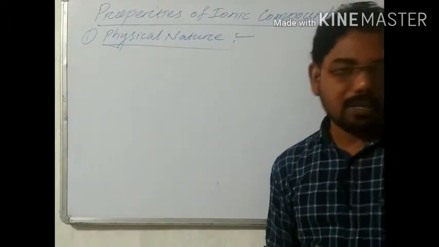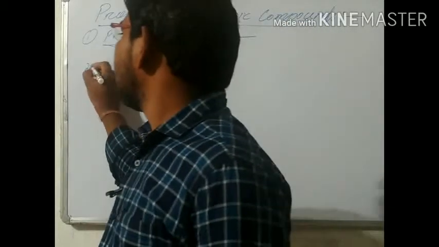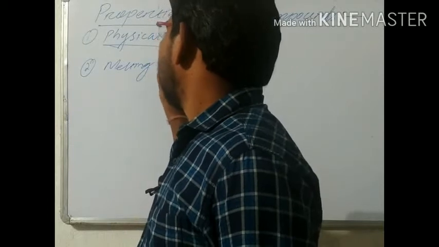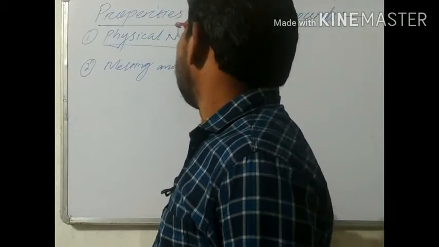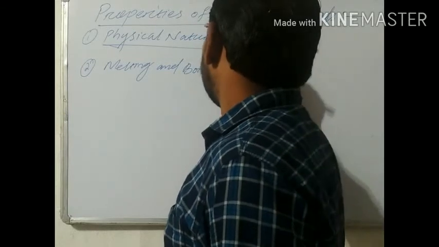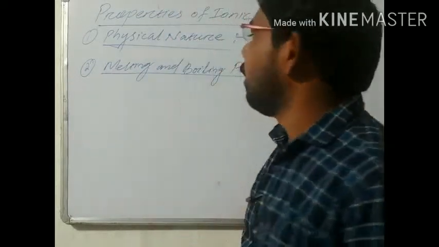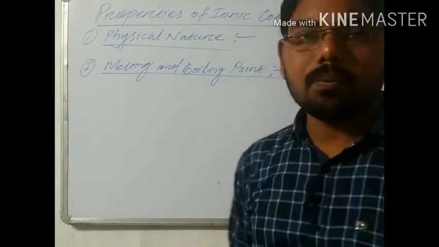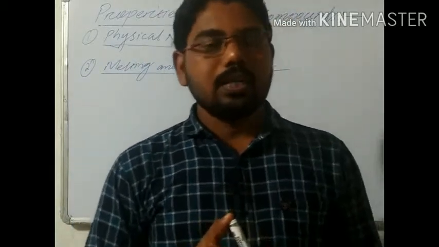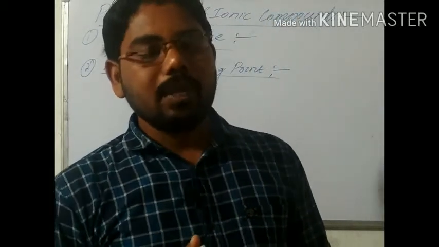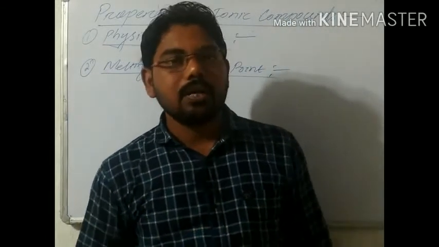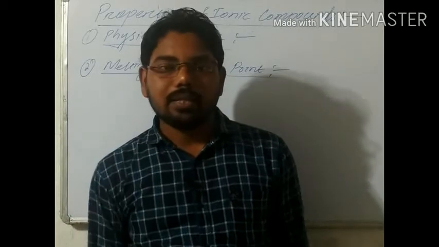The next property is melting and boiling point. Second property is melting and boiling point. Ionic compounds are generally solid and hard. That's why they have strong forces of attraction, and that's why they need more energy to break these bonds. That's why ionic compounds have high melting and boiling points, because more energy is required to break the bonds of ionic compounds.